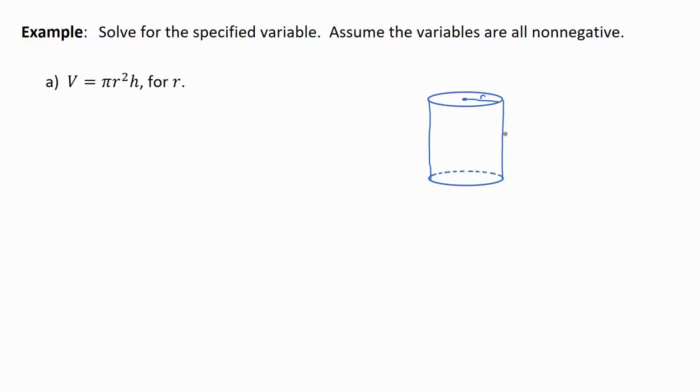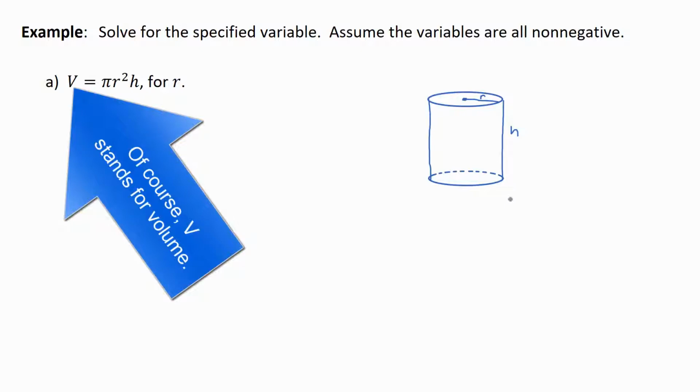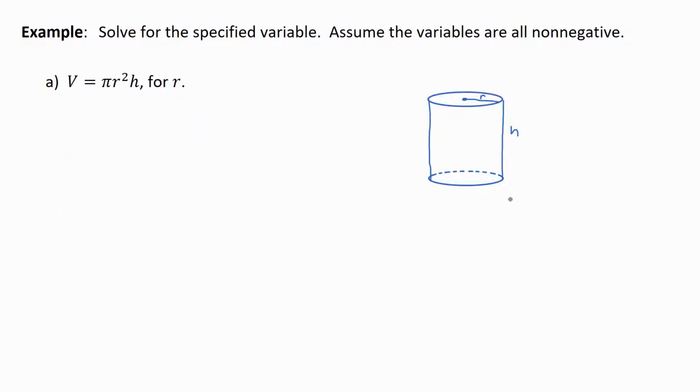So that's r, that's h. And then the volume would be how much space it takes up inside. So V equals pi r squared h. We're going to solve that for r. So it makes sense that r has to be positive, really. It's never even going to be 0, let alone negative.